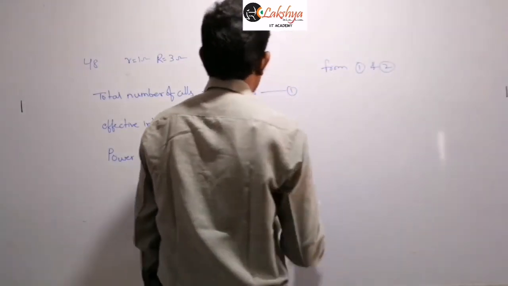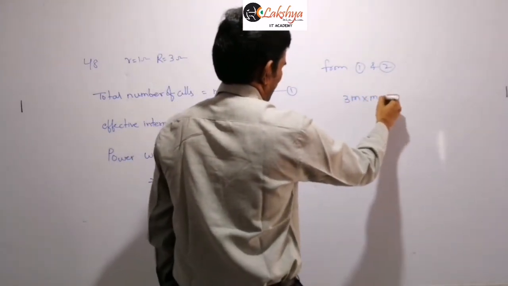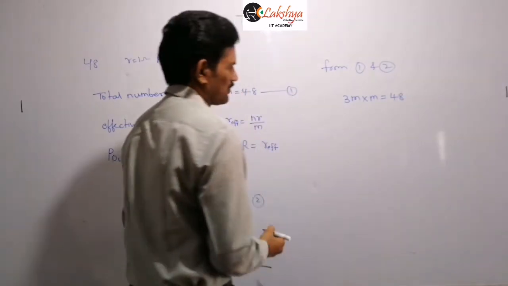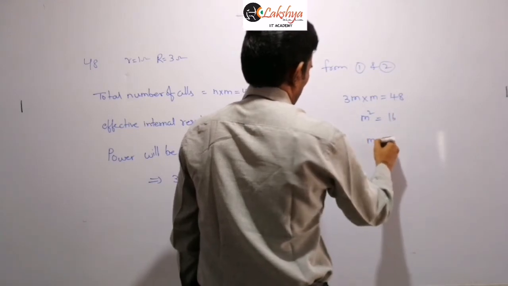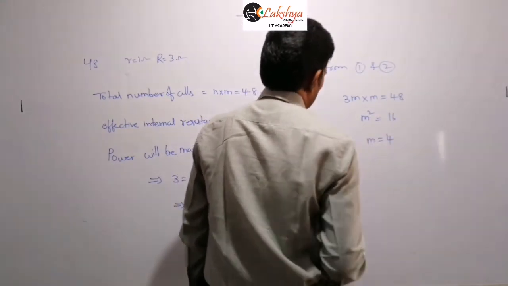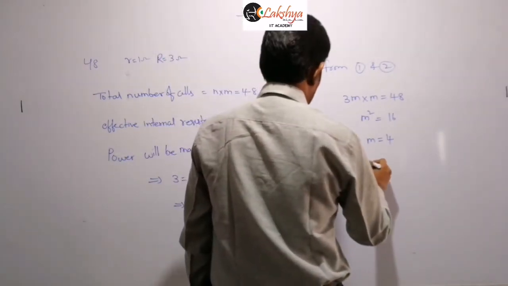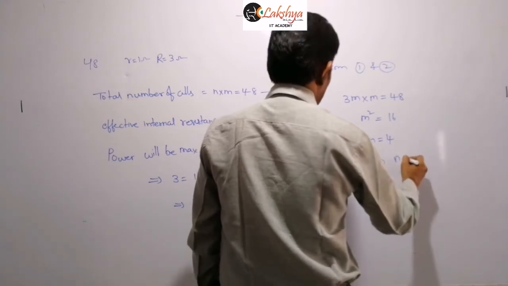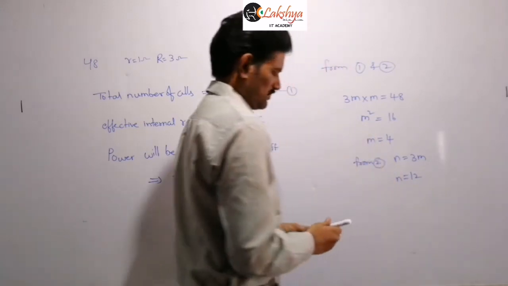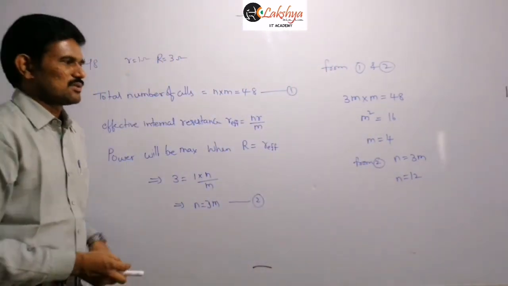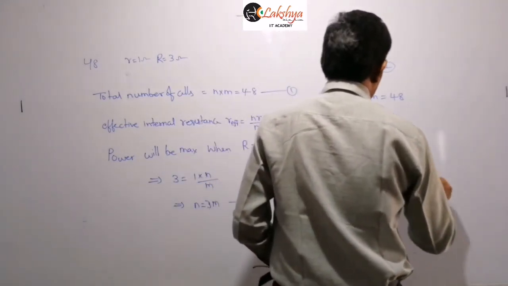From equations 1 and 2, substituting this N value here, 3M into M is equal to 48. Therefore M square is equal to 16 and M is equal to 4. Right? And so when M is equal to 4, from equation 2, N is equal to 3M. Therefore N is equal to 12. So that is our conclusion here: M value is 4 and N value is 12.